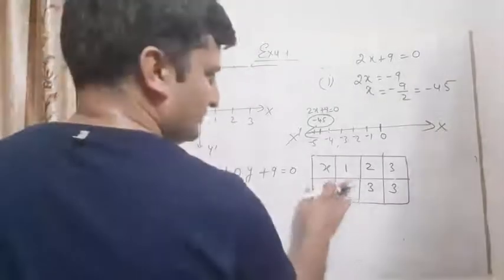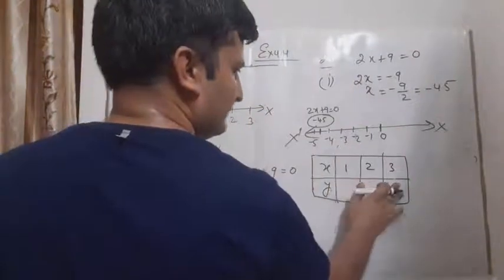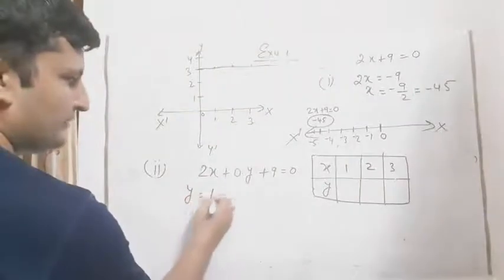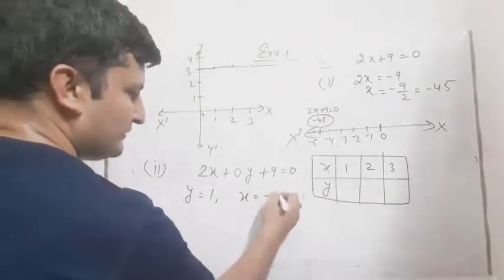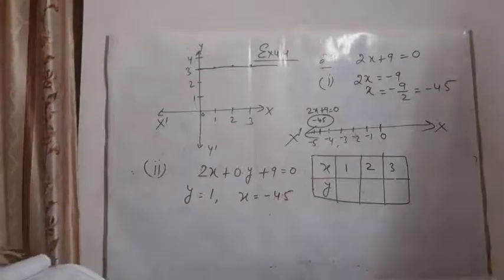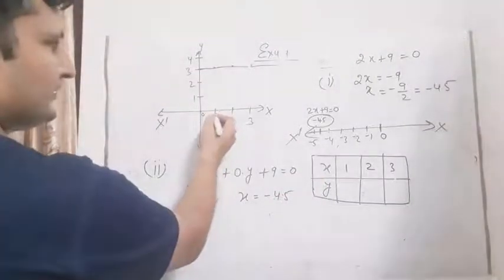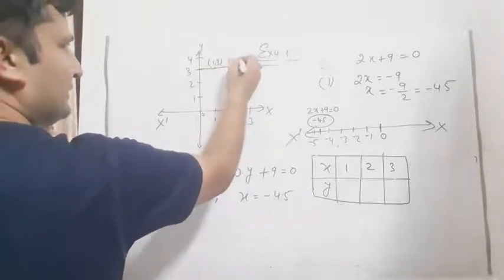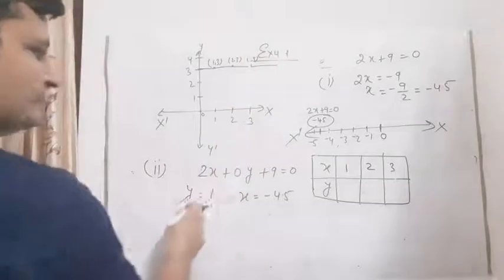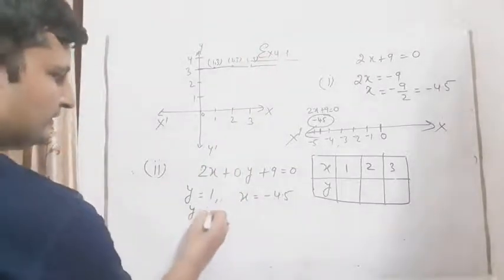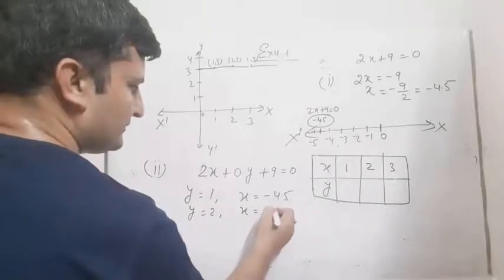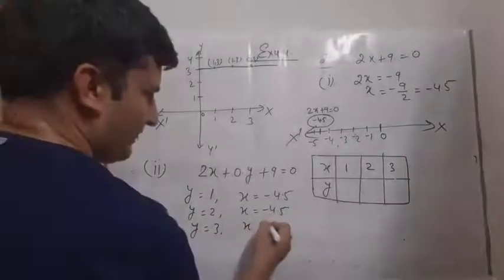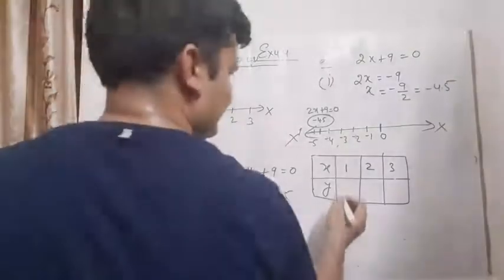This means if we put any value of y, suppose I put y is equal to 1, then x is equal to minus 4.5. The same condition as in the first question, where it was 3 at 1, 3 at 2, 3 at 3. Similarly here, y is equal to 1, x is minus 4.5; y is equal to 2, x is minus 4.5; y is equal to 3, x is minus 4.5.